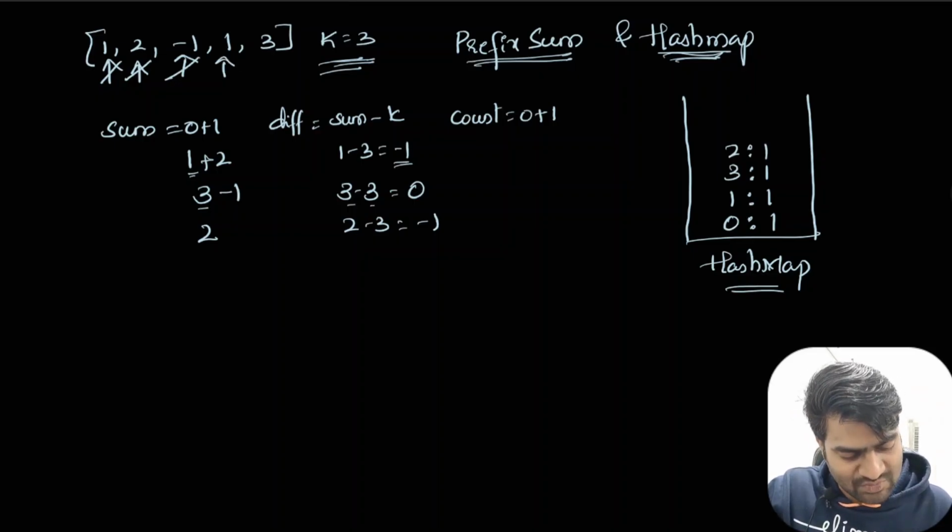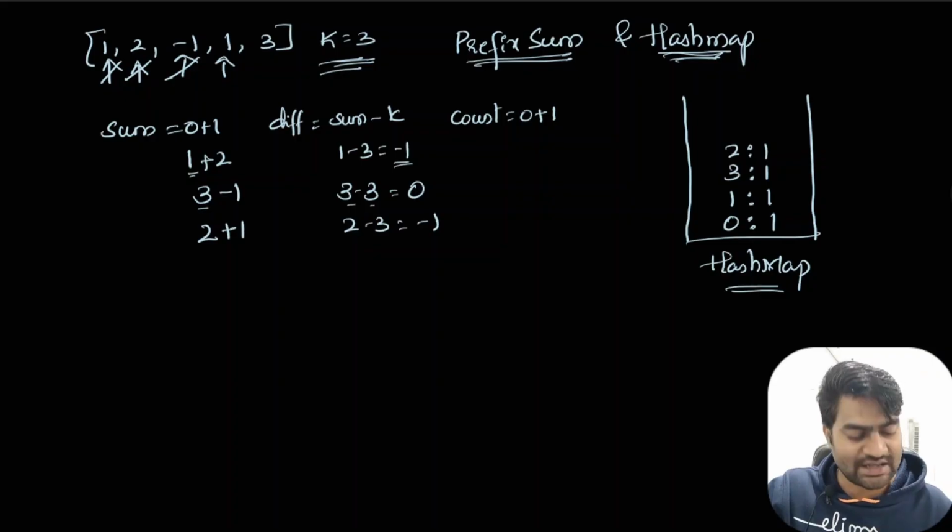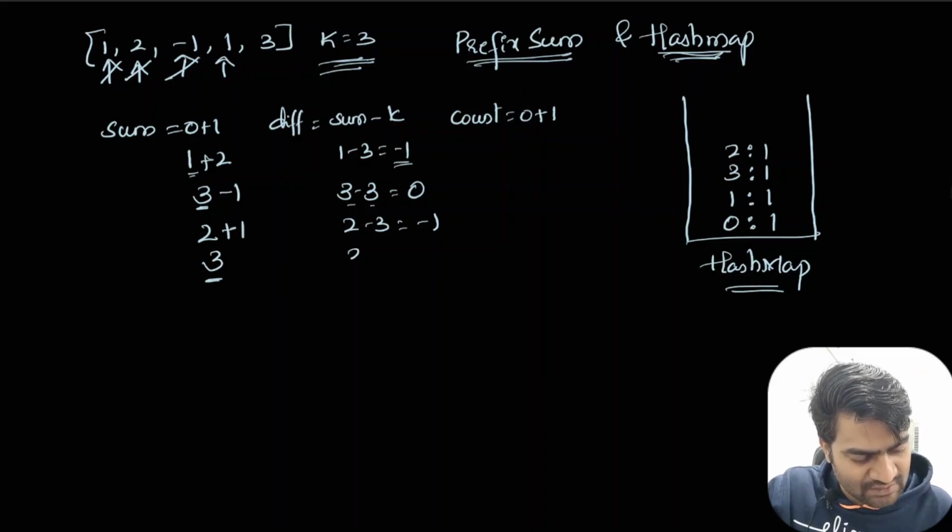At this number, again, I will add it and I will get 3. Now this is a special case. We have already seen 3 once. Now we are seeing 3 again. It means in the upcoming sequence, if we get something in the hash map, then for sure there will be two subarrays which give the sum k equal to 3. So we will see that. Now since our sum is 3, sum minus k will be 0.